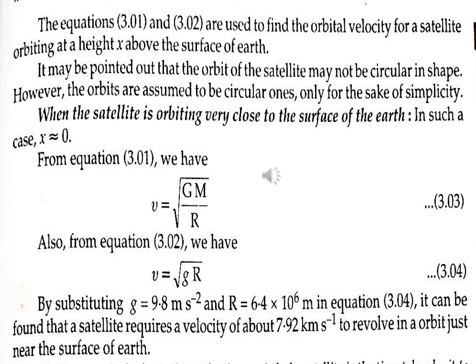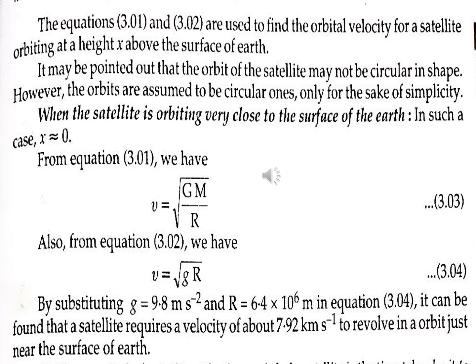Case 1: when the satellite is orbiting very close to the surface of Earth. In such a case, the distance of the satellite from the surface of Earth X is equal to 0. Gravitational force of attraction between the satellite and Earth will provide the necessary centripetal force to the satellite to move around the Earth in the circular orbit. So in the equation of velocity, when we put the value of X equal to 0, we get v is equal to under root GM upon r. Here GM is the product of the mass of the Earth and the mass of satellite and distance square.